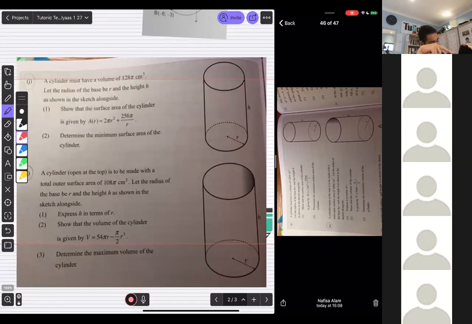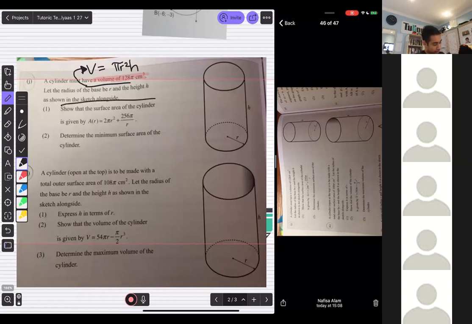So a cylinder has a volume of 128. When I read that sentence, I automatically think to myself, what's the volume? So that's English, right? What's the maths? The volume equation. Do you guys see that? So that's the English. Then I translate that to maths. Happy? Yes. Okay.